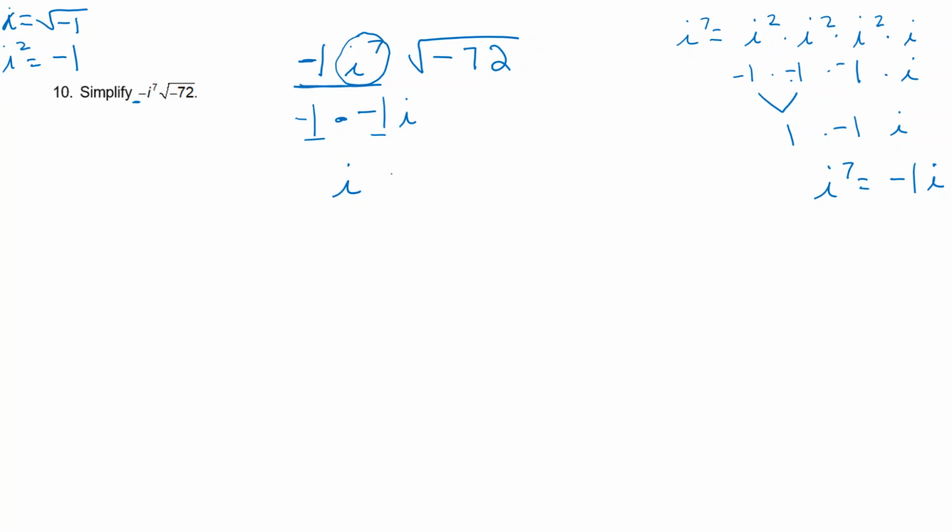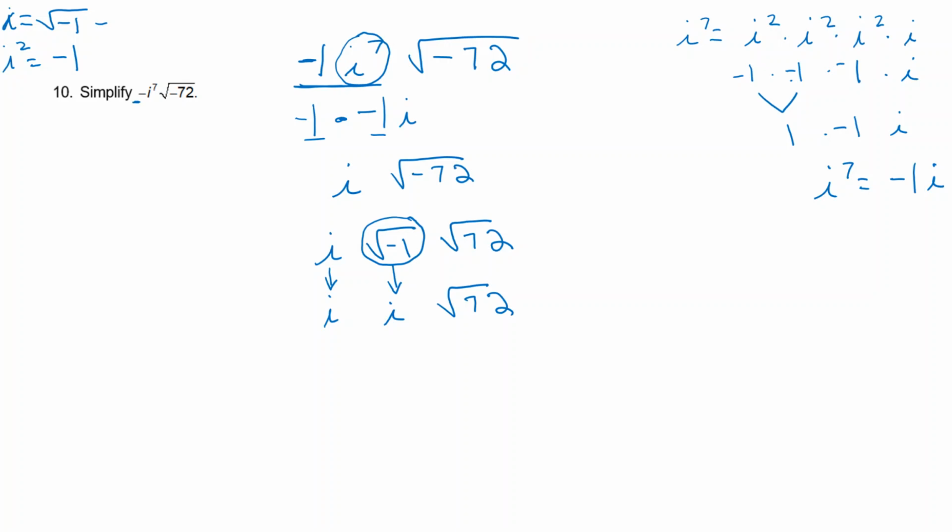All right, now we're going to deal with our square root of negative 72. Okay, so I have i, and I'm going to rewrite the square root of negative 72 as the square root of negative 1 and the square root of 72. So here again, the square root of negative 1 is the same as i. So I'm going to bring my i down here, and then this i is also going to be i. And then we have the square root of 72. Well, look at this, I have i times i now. So I actually have i squared. And i squared equals negative 1.